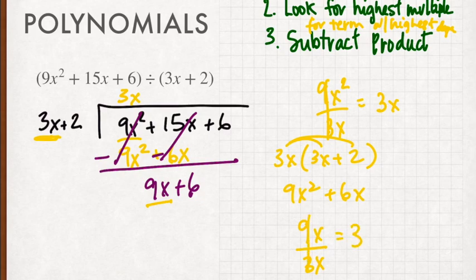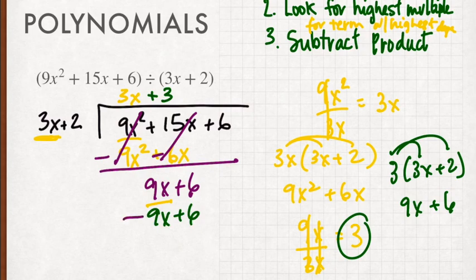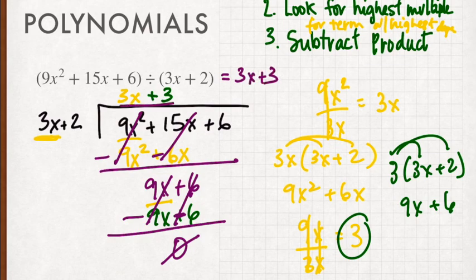How many times can I fit 3 into 9? The answer there is 3. How many times can I fit x into x? The answer there is 1. Now I want to go ahead and multiply this 3 times 3x plus 2. That's 9x plus 6. And then I want to subtract them. So now I have a negative 9x and a negative 6, which all cancel out to 0. So my answer for this is 3x plus 3.